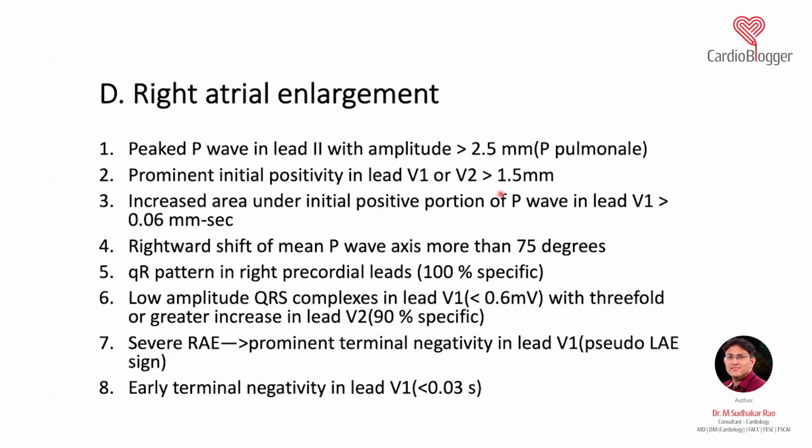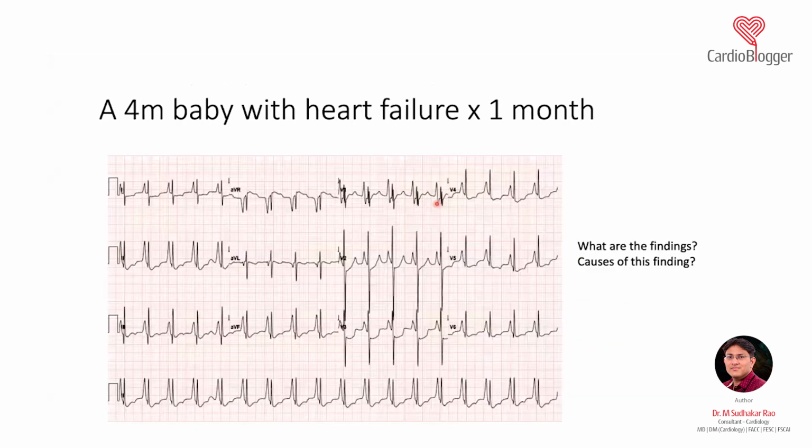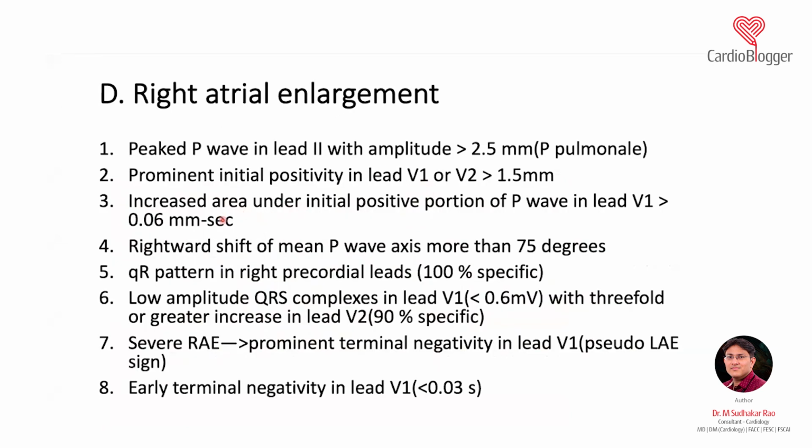So this is definite. Now, increased area under the initial portion more than 0.06. Now how do you calculate it? You don't have to do anything. It is the height into the box. Here it is very obvious that the height is almost 8 mm and the number of boxes it includes is almost 2 mm. So 8 mm into 2 is almost 0.8 into 6 is 1.6. So the cutoff for area under that curve is actually 0.06. It just suggests that there is some form of right atrial enlargement.